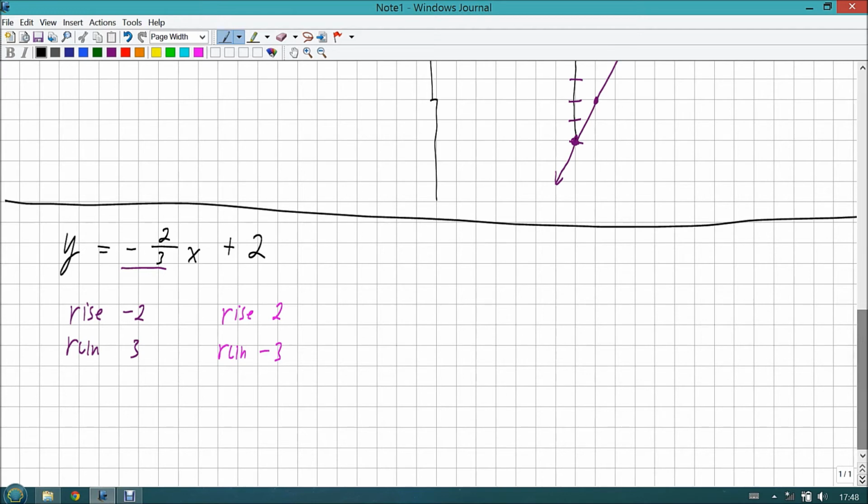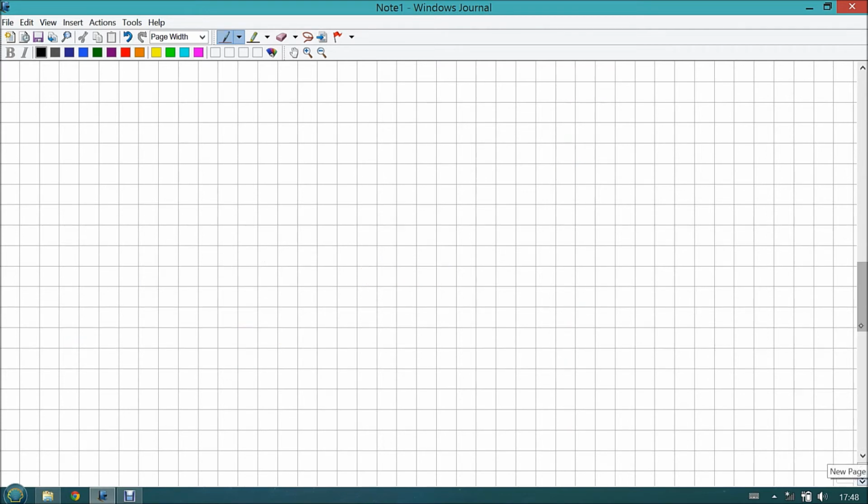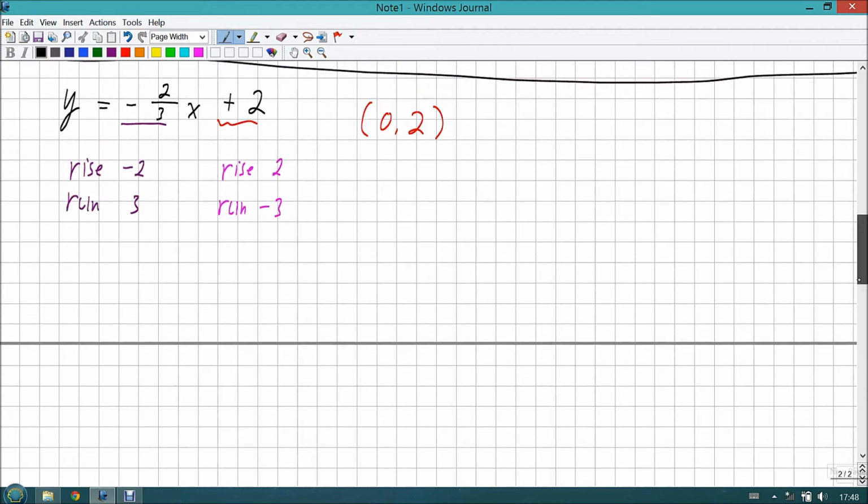The other portion, of course, is the y-intercept. The y-intercept should be really easy. It's at 0, comma, whatever that number happens to be, and that number happens to be 2 today, so it's 0, comma 2. So I know I'm going to start at 0, comma 2, and then I'm going to drop 2 and then run 3. So let's go ahead and see that in graph format.